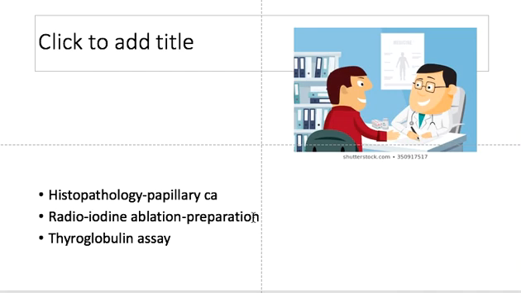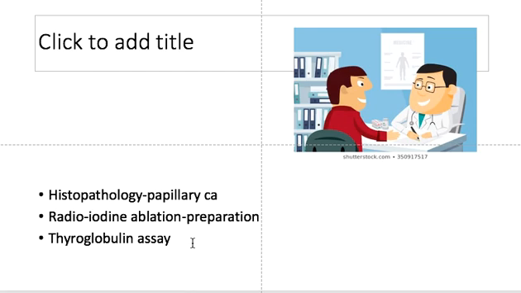And also get a thyroglobulin assay. Now, your thyroglobulin levels will tell you whether there is residual disease after total thyroidectomy. There's no point doing it before the surgery because it will anyway be high since your thyroid gland is there. So after the thyroidectomy, you wait again 4 to 6 weeks and you do the thyroglobulin assay.